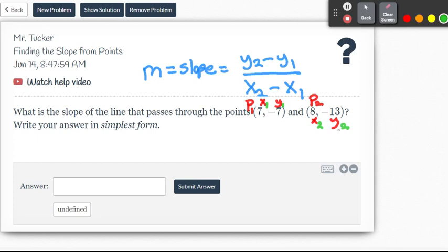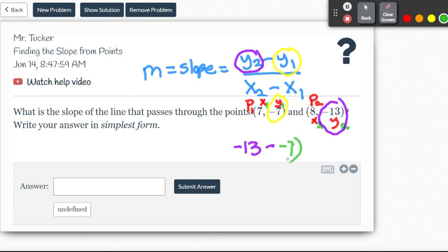Point 1 or point 2 could be flipped. But once you decide it's point 1 or point 2, you've got to stick with it and then put them in the right place. So here you replace the y2 with the -13. So you put -13 minus, and we replace the y1, and notice I did go ahead and put the minus sign, with -7. So I put -7 here.